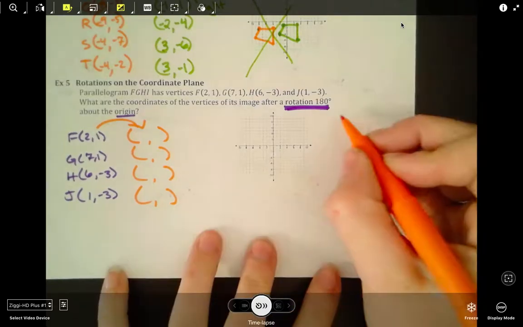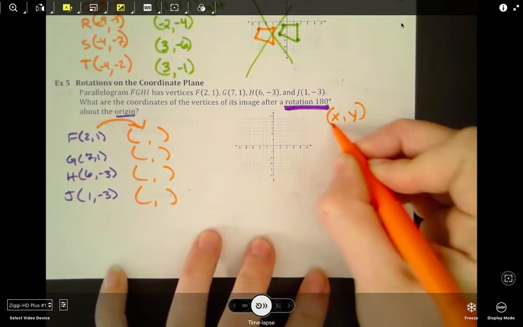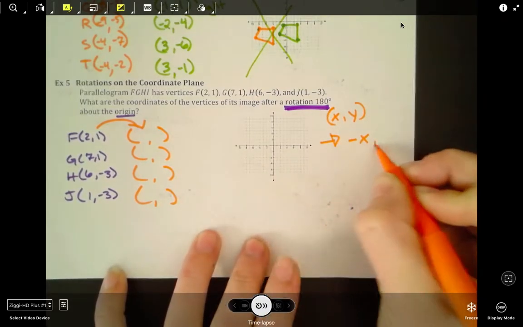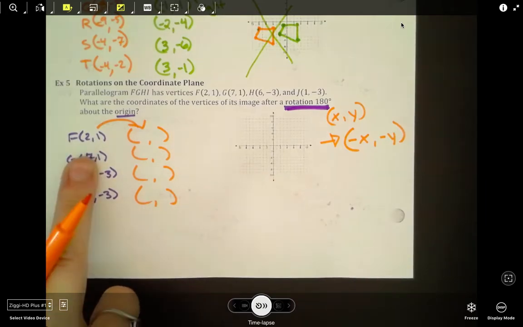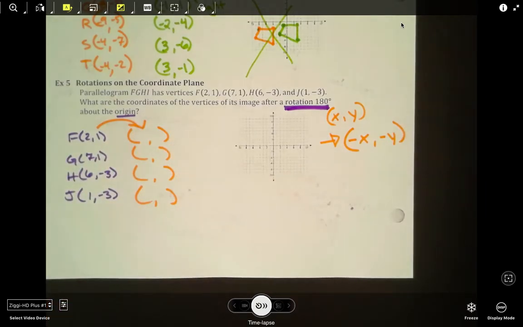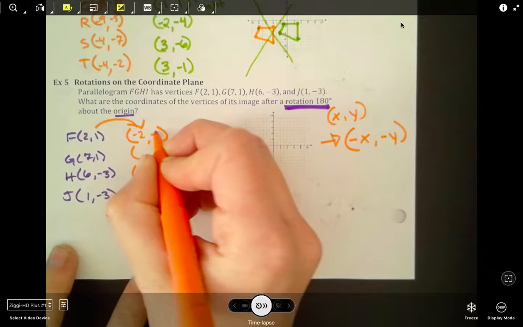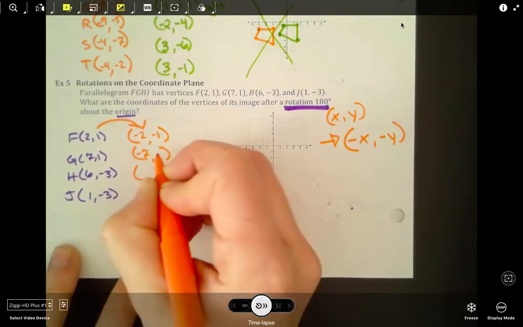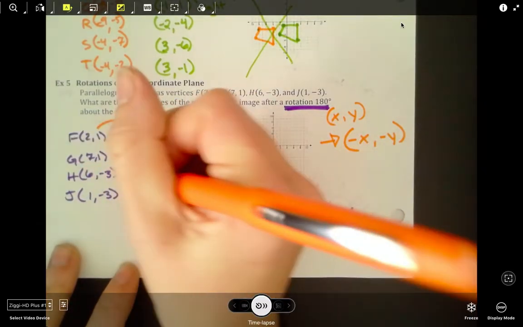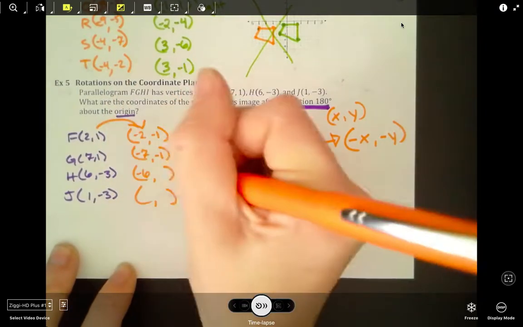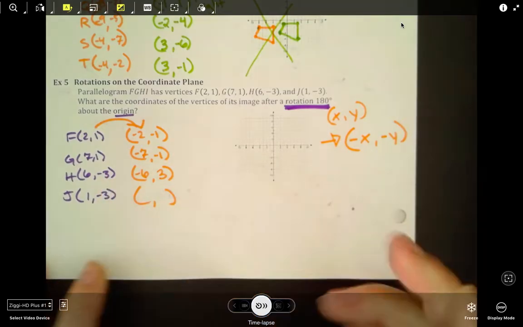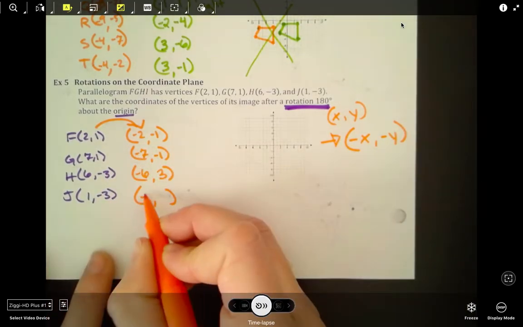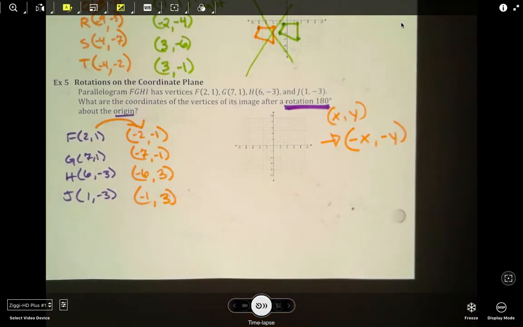Both become negative. So xy just becomes negative x, negative y. That's all. Negative x, negative y. So I have the point 2, 1. What will he become after 180? Negative 2, negative 1. This guy will become negative 7, negative 1. What about 6, negative 3? Negative 6, positive 3. That negative 3 will become positive then. And negative 1, positive 3. Does that make sense? Okay.